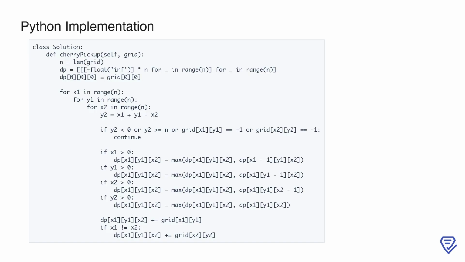Next, we iterate through all possible positions of x1 and y1 for the first person, and x2 for the second person. The corresponding y2 position is calculated as x1 plus y1 minus x2, ensuring both paths remain valid. If any position is out of bounds, or if either person lands on a thorn, indicated by -1 in the grid, we skip that iteration. Otherwise, we check all possible ways to transition into the current state, such as moving from the left or above for both persons, and update the dp table with the maximum cherries collected so far. Finally, we add the cherries at the current positions of both persons to the dp value, taking care to avoid double counting when both persons are on the same cell.